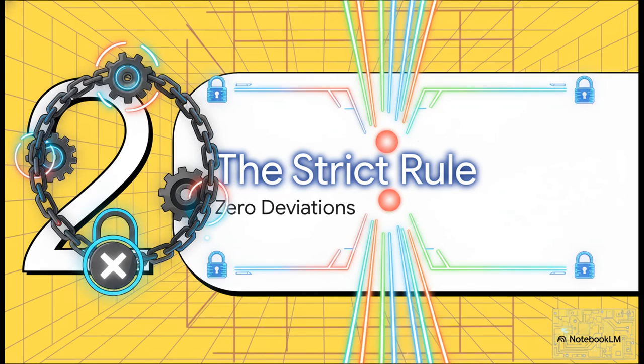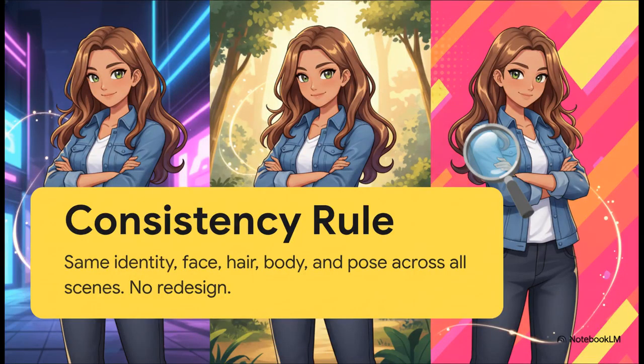And that brings us perfectly to Section 2, the strict rule, 0 deviations. Honestly, this is arguably the core creative constraint that makes this entire explainer source material actually work. Without this rigid rule, the whole sequence would just feel like a disjointed, random slideshow of AI art. Just look at this definition laid out in the source document.